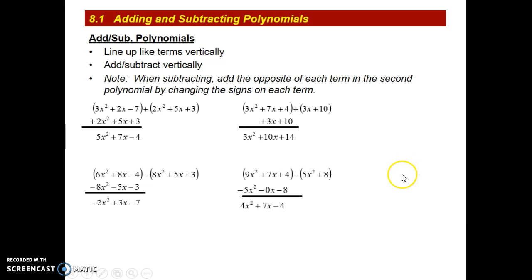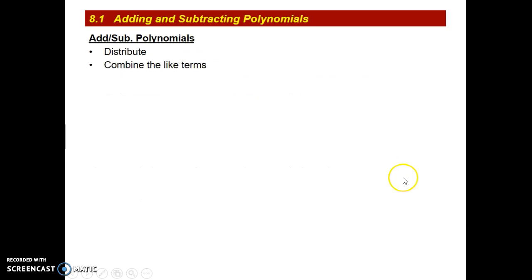Okay, let's move on to the other method. The other method is just to distribute and combine like terms. We've kind of looked at this already. So, let's take a look at this. 3x squared plus 2x minus 7 plus 2x squared plus 5x plus 3. Since this is an addition problem, distributing the plus sign really doesn't change the signs of the second expression. So, I'm simply going to drop the parentheses, and I'm going to combine my like terms.